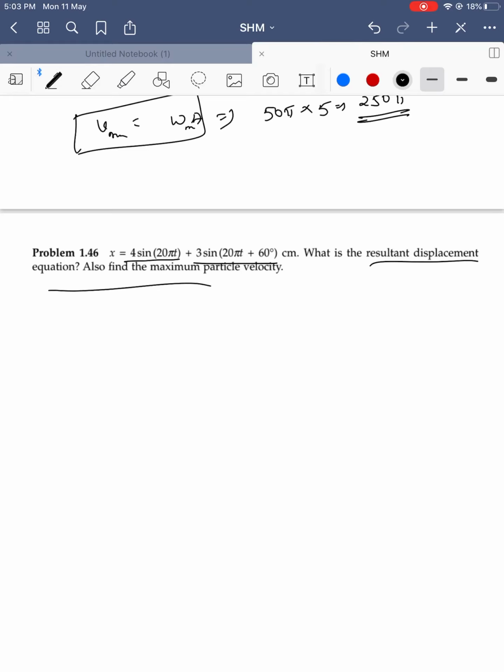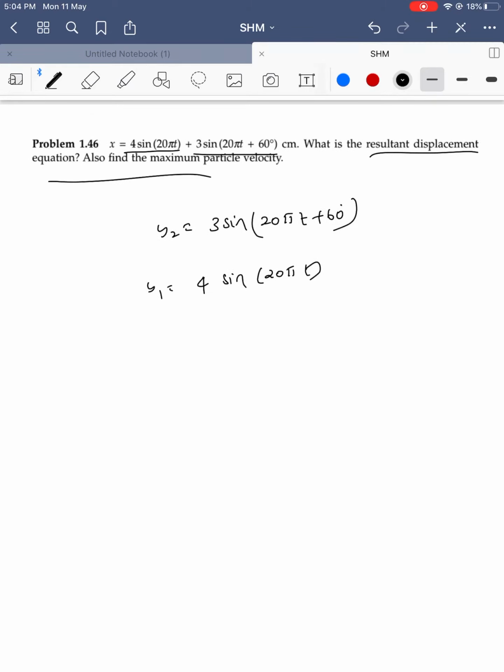So this one is the resultant displacement equation. Which one is more? y2 I am writing is 3 sin(20 pi t plus 60), and y1 is 4 sin 20 pi t. Which one is dominating? The angle 60 is more, so one side is 4, and for the other, how much is the amplitude?